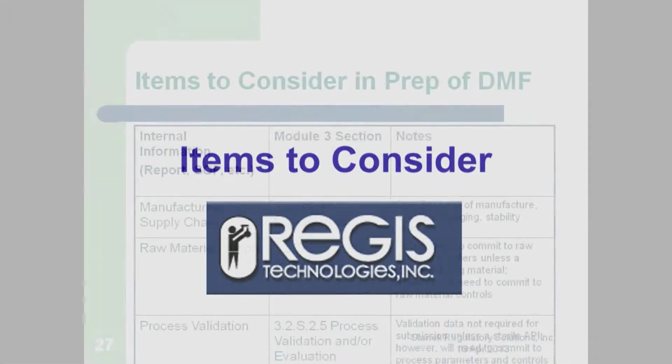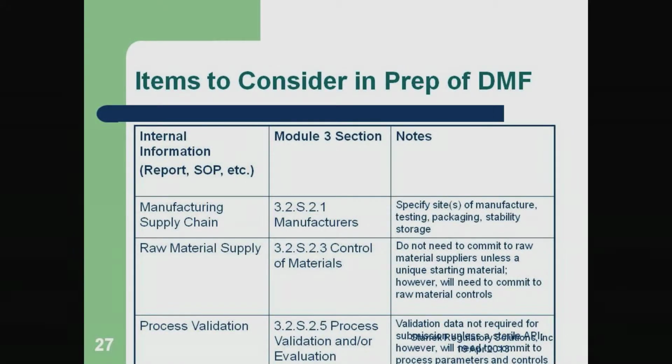So some things to consider in preparing the DMF. Your manufacturing supply chain, this is going to go into your 32S21 section. You need to specify all the sites that are involved in your supply chain. So if you're using an outside lab to even test residual solvents in a raw material, you need to list that in your 32S21 section.